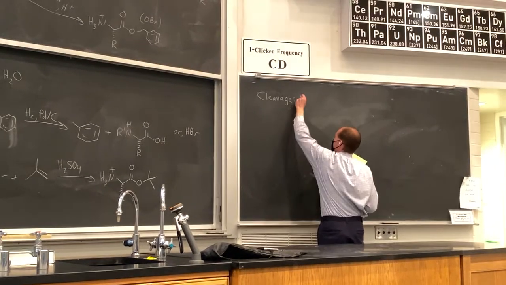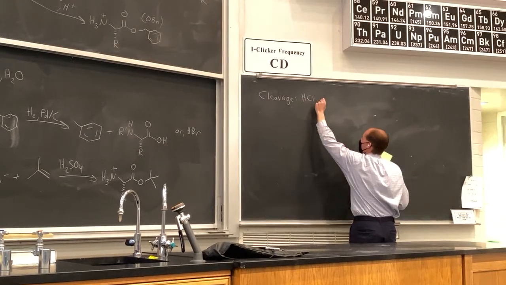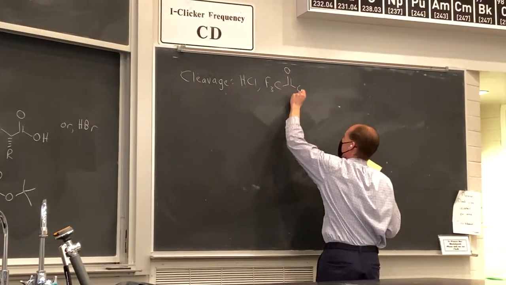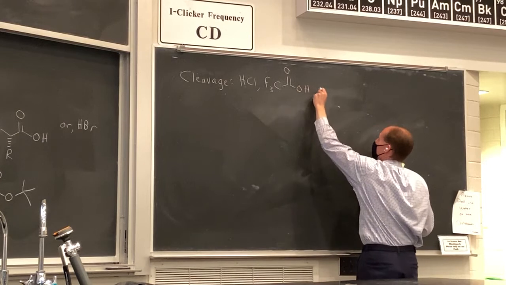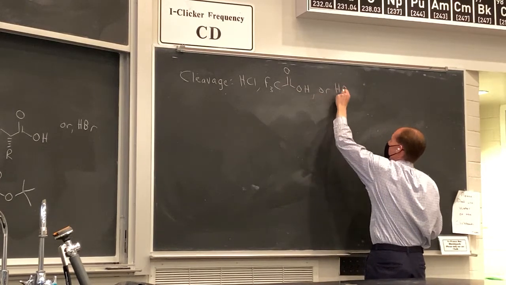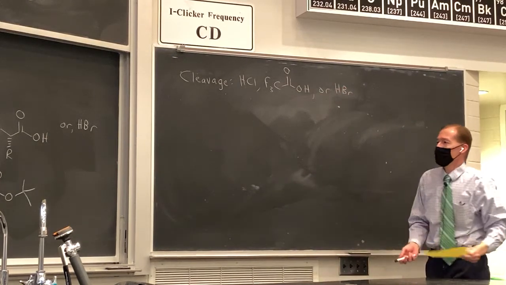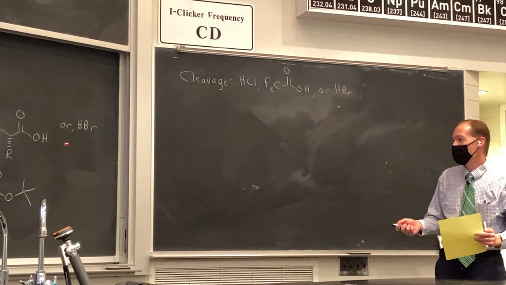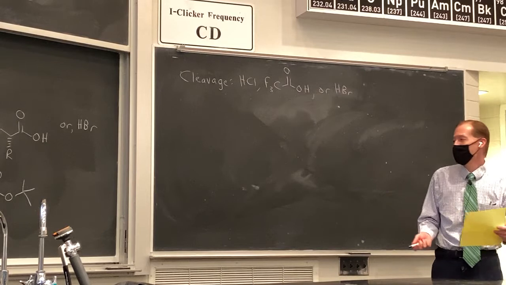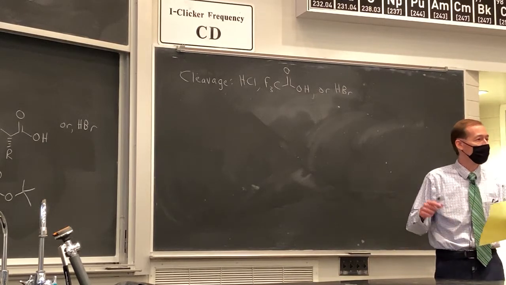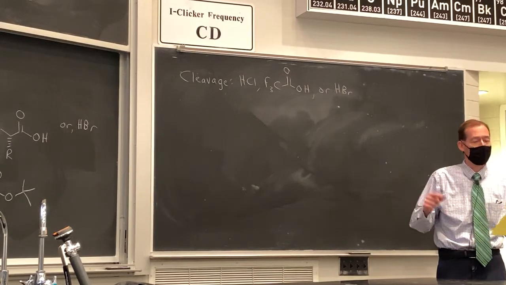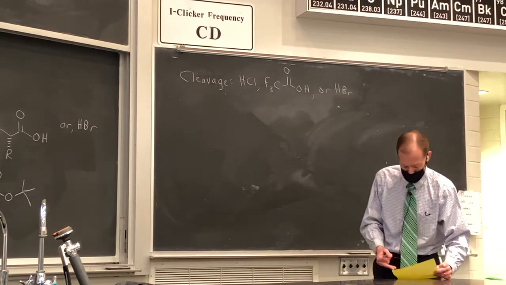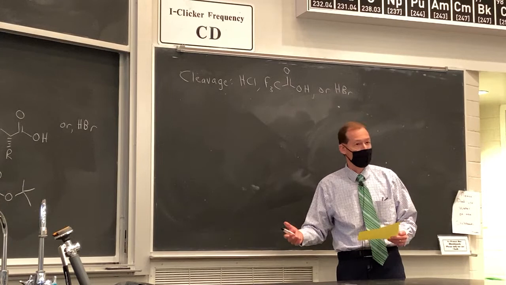Okay, so we can use HCl. We can use trifluoroacetic acid, or we can use HBr. So it's easier to remove a tert-butyl ester using acid than it is to remove a benzyl ester. The benzyl ester has to be HBr, but we could use HCl or trifluoroacetic acid, which are not as strong acids, to cleave the tert-butyl ester.